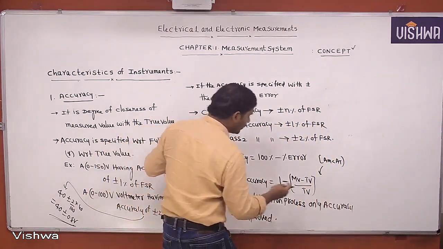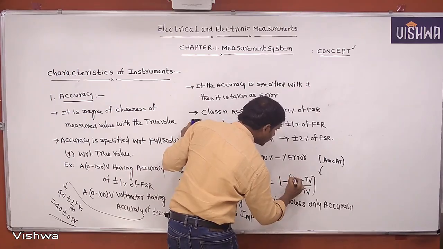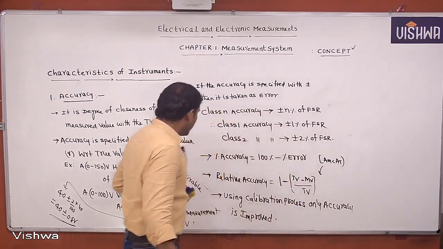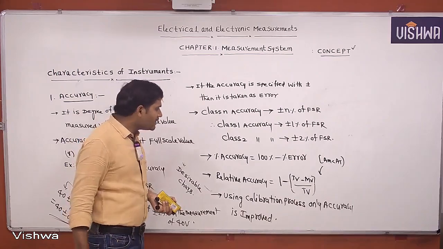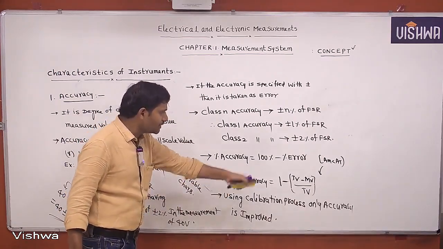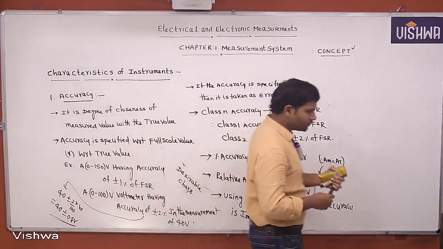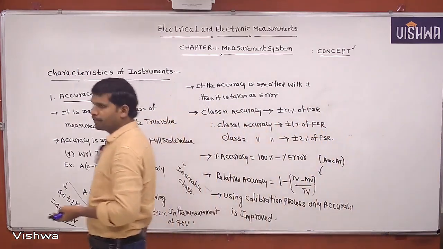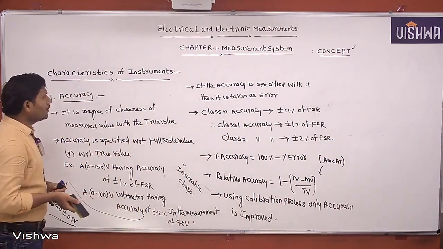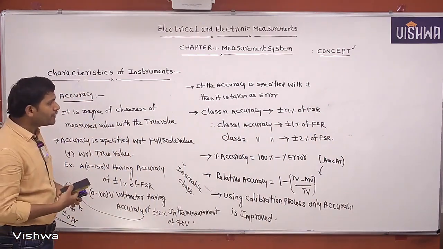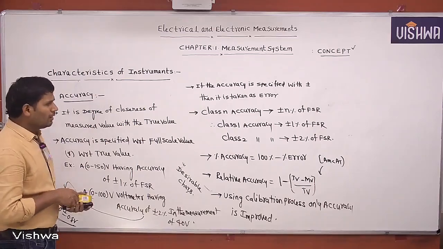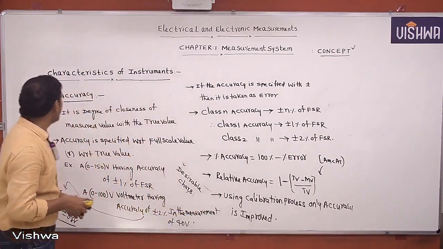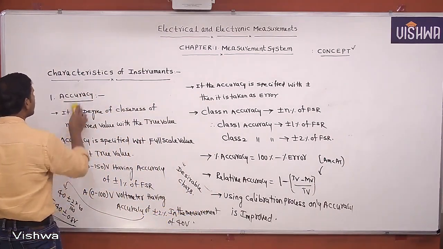Here, in this one, you take true value minus measured value. Relative accuracy equals 1 minus true value minus measured value by true value. Please change that, just a small mistake that you correct. True value minus measured value. These are the points you remember with respect to accuracy of an instrument. The next important characteristic is the resolution of an instrument.